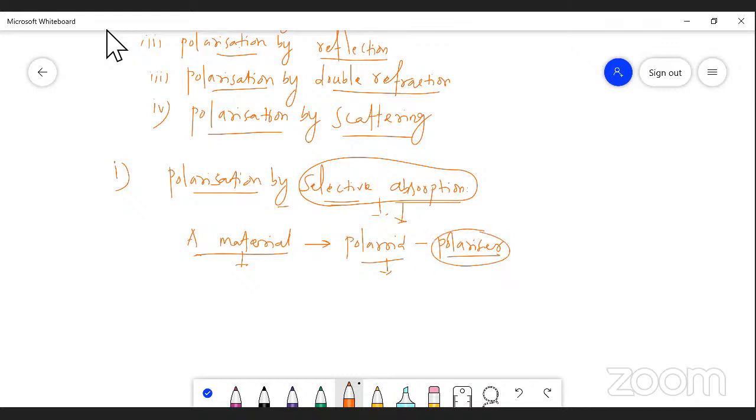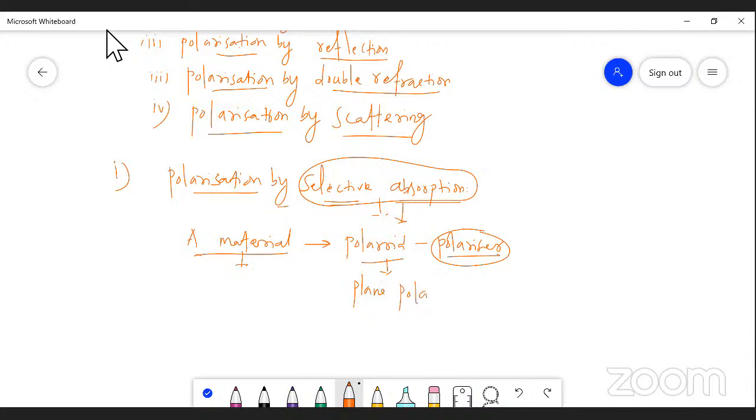A material which has the selective absorption property, which transmits the electromagnetic wave of electric field vibrations only in a particular direction in a plane, restricting all other vibrations, is called a Polaroid or polarizer. It is a commercial thin sheet which makes use of the property of selective absorption to produce plane polarized light.